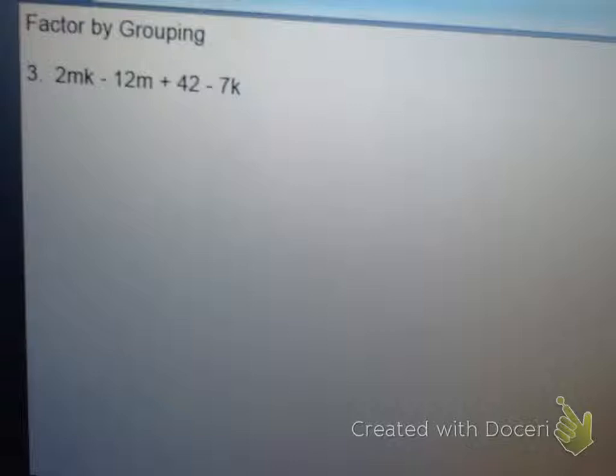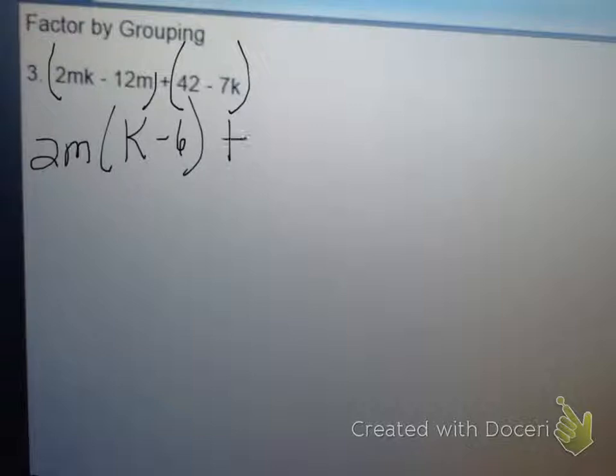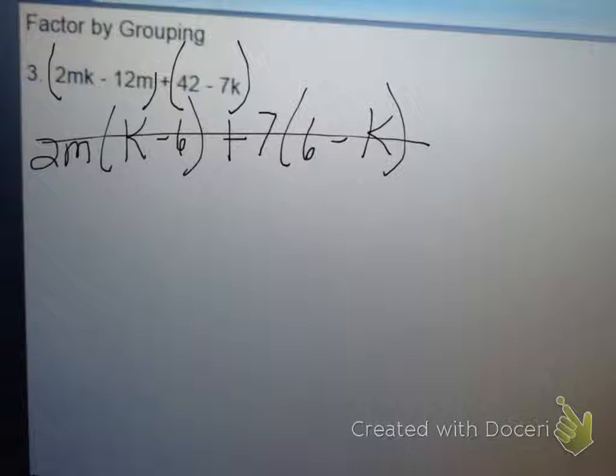Okay, example 3, I'm going to factor by grouping. And I'm going to factor out a 2m, and I get k minus 6. And then I'm going to factor out a 7, and I get 6 minus k. Now, that's called inverse, so I'm going to rewrite it, scratch it out, rewrite, flipping the last two terms.